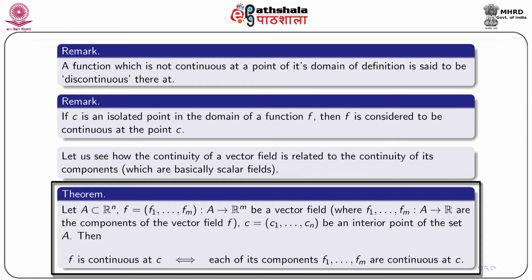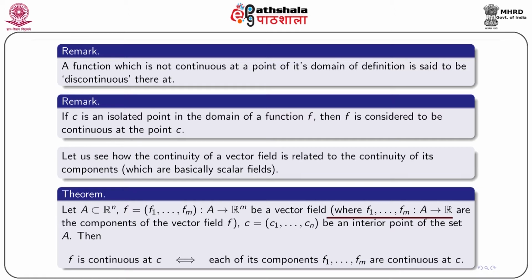Theorem. The statement reads as follows. Let A be a subset of Rn, f is a vector field on A where the components of f are f1 up to fm, c equal to c1 up to cn is an interior point of the set A. Then we say that f is continuous at c if and only if each of its components f1 up to fm are continuous at that point c.